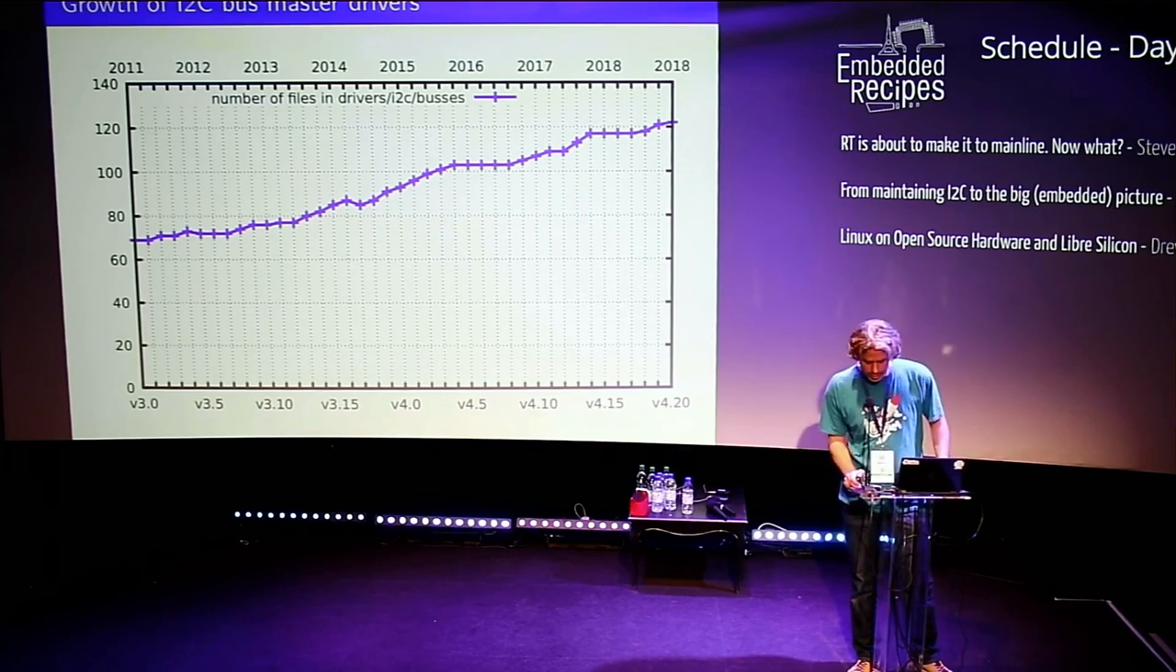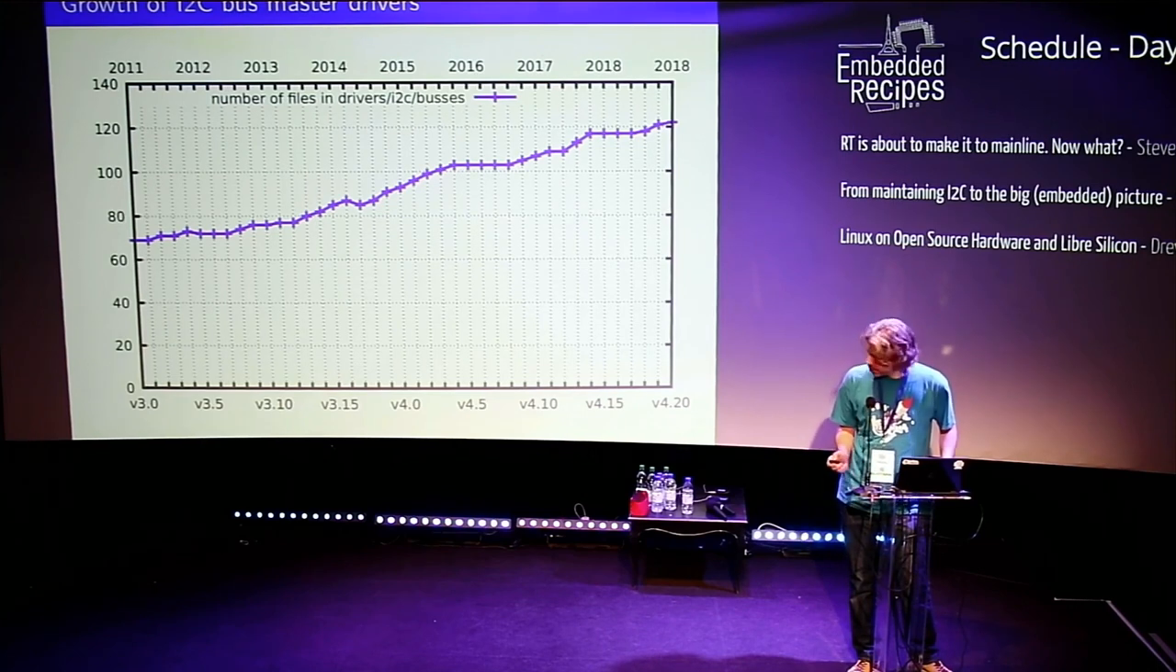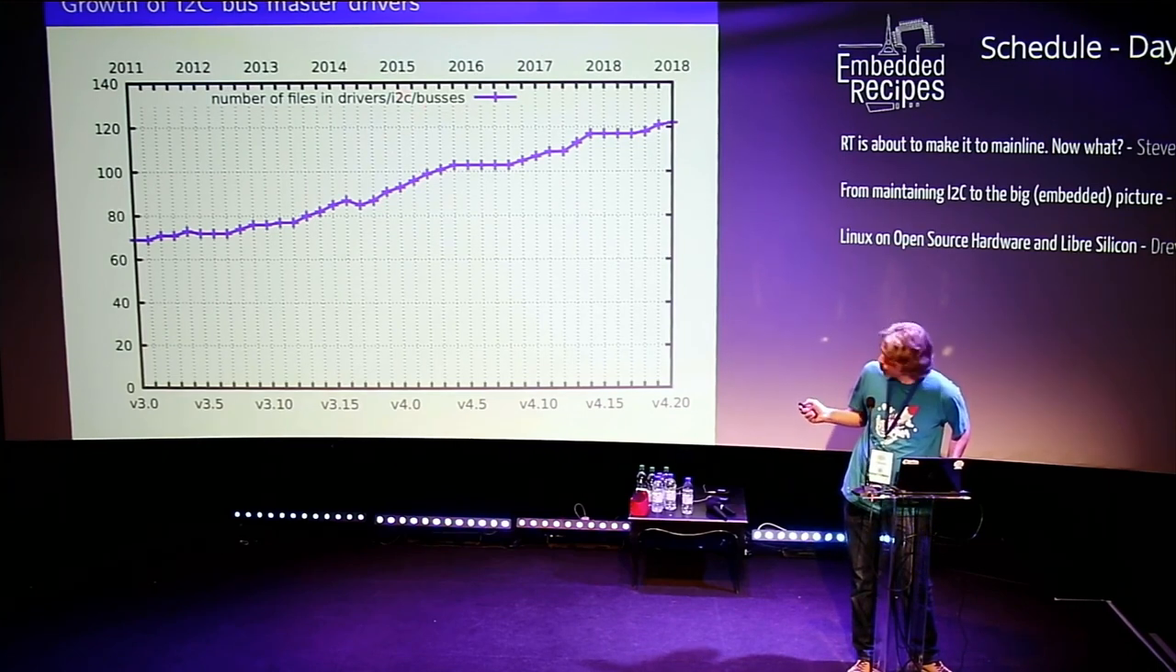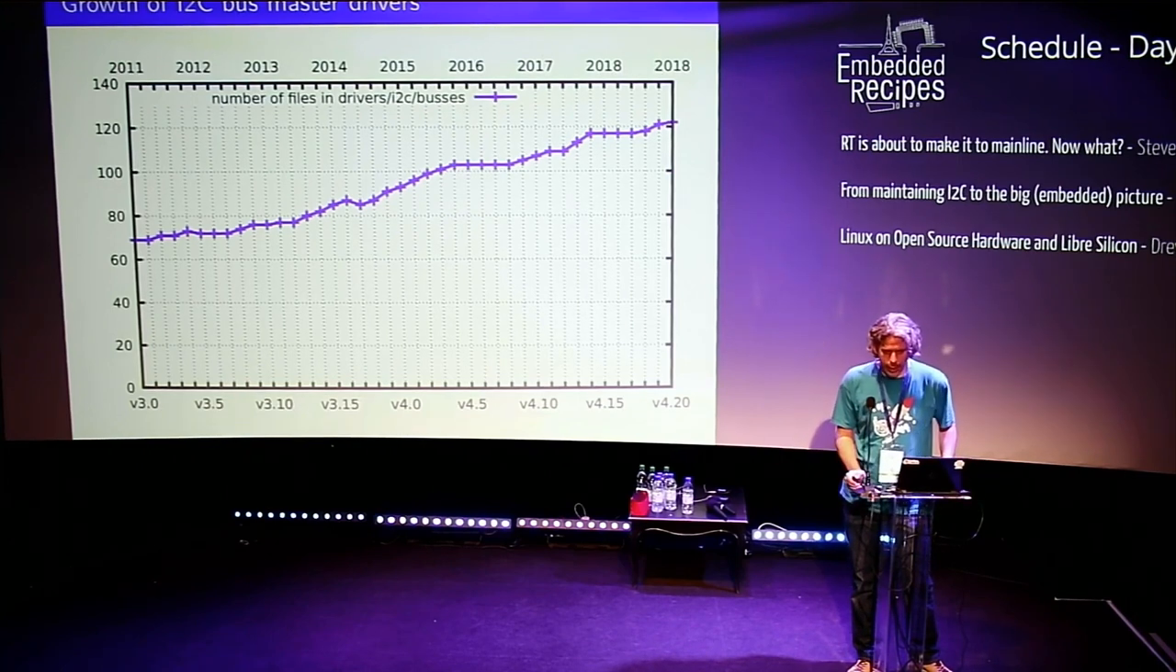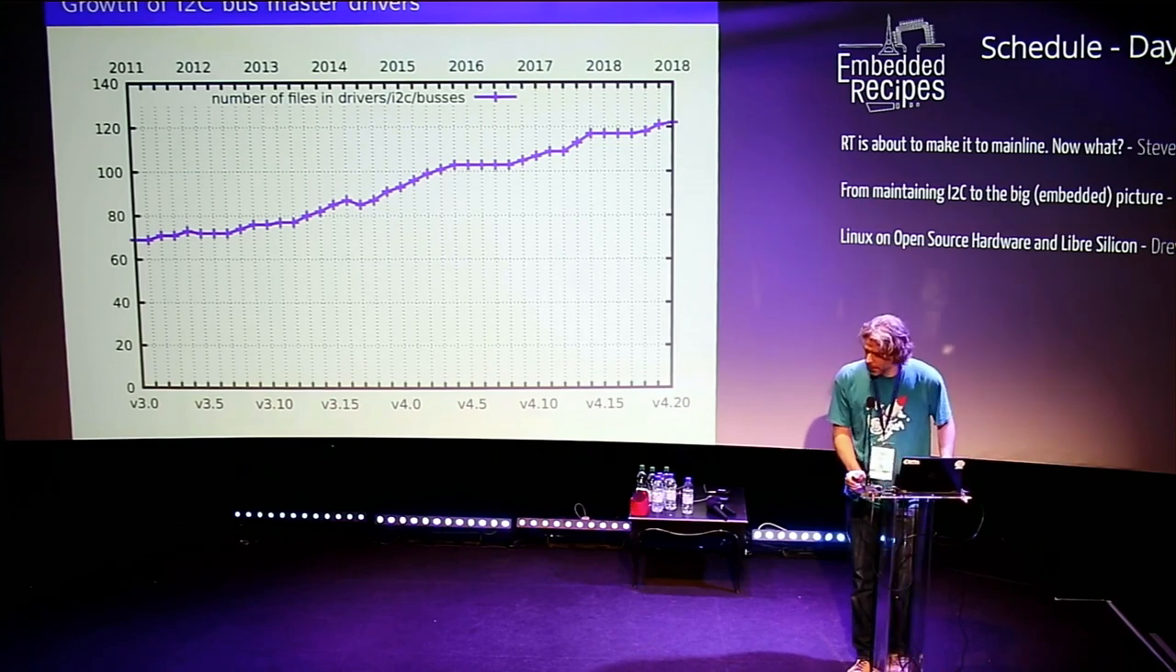So this graph shows you the number of C files in the I2C drivers buses directory, which is mainly where all the I2C master controller drivers go. I take the assumption that every C file matches one driver. It's not perfect, but it's good enough.